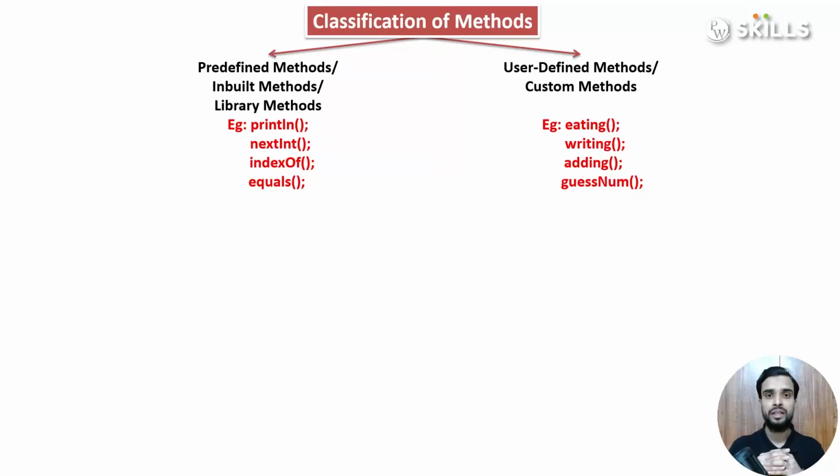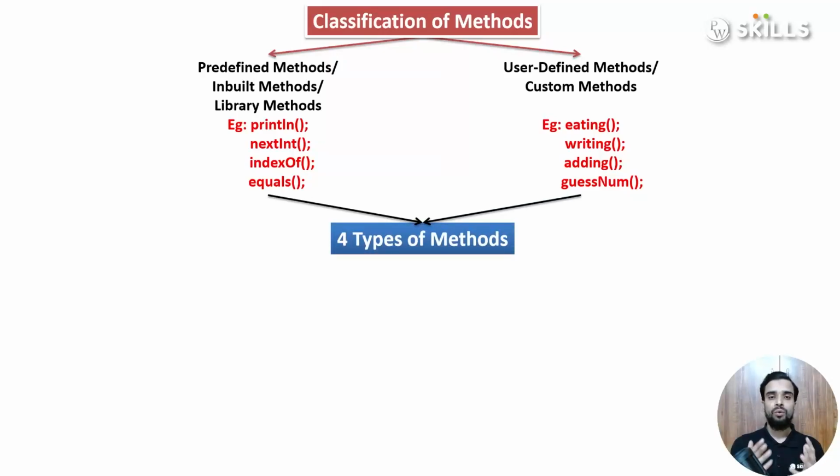Now please understand, let it be the user-defined method or let it be the inbuilt method, in both of these two categories of methods, there are in total 4 types of methods that you will be able to create. There are going to be 4 flavors of method, 4 variants of method that could be possibly created. What do you mean to say, sir?